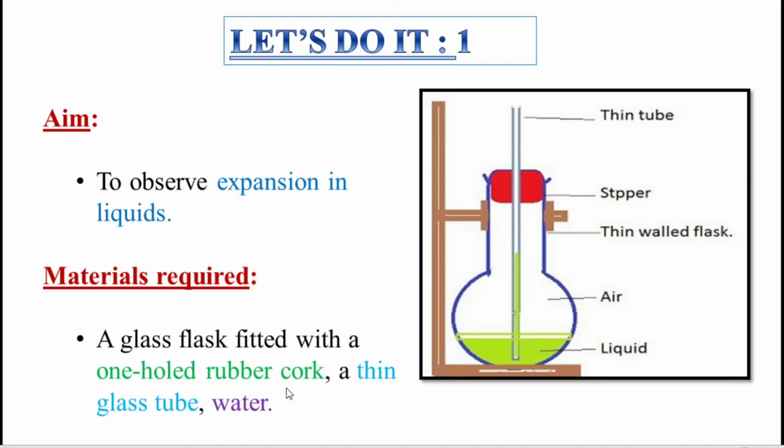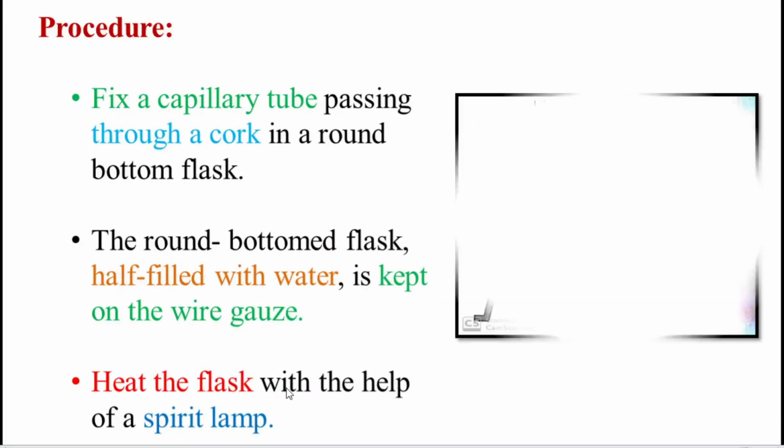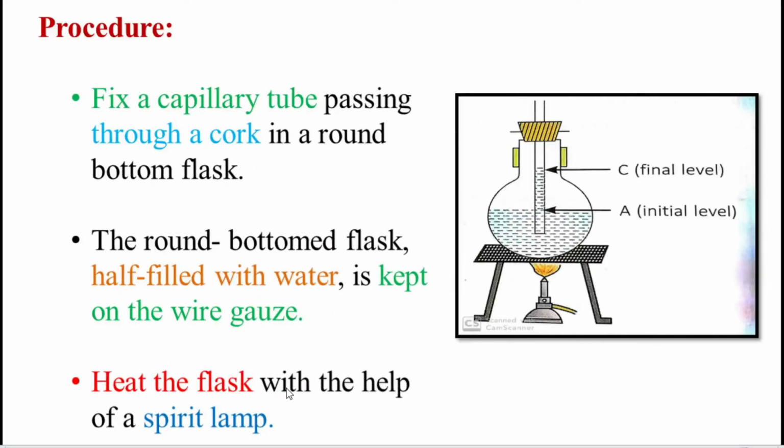So what do you have to do? The procedure for this activity is, first I am going to fix a capillary tube passing through a cork in a round bottom flask. So it is fixed. The round bottomed flask is half filled with water. You can see in the picture, that is the A level. The A level indicates the initial volume of the water. It is kept on the wire gauze. You can see in the picture, that is the wire gauze.